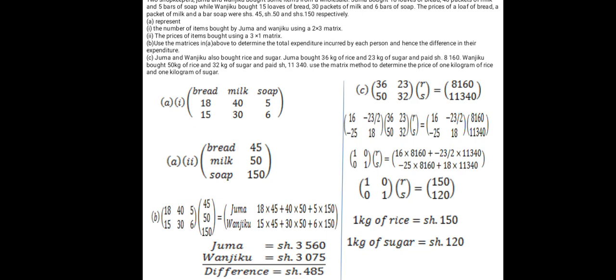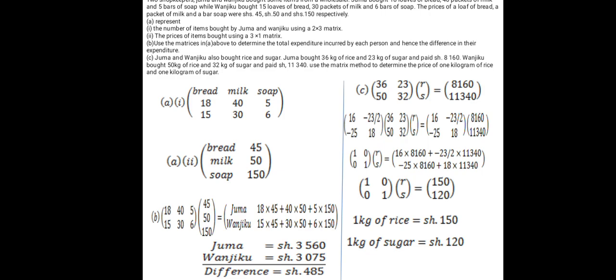The prices of a loaf of bread, a packet of milk and a bar of soap were 45 shillings, 50 shillings, and 150 shillings respectively. A. Represent 1. The number of items bought by Juma and Wanjiku using a 2 by 3 matrix. 2. The prices of items bought using a 3 by 1 matrix.